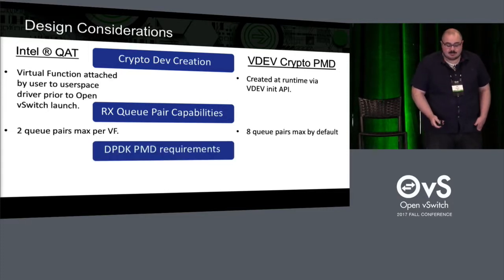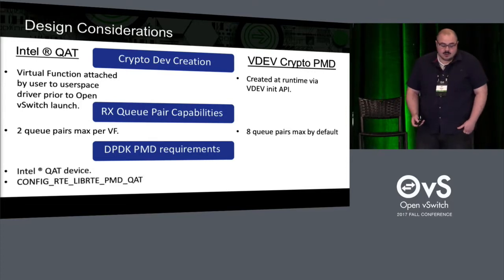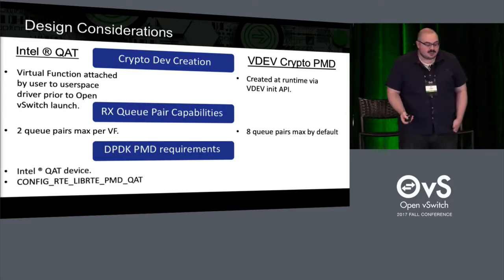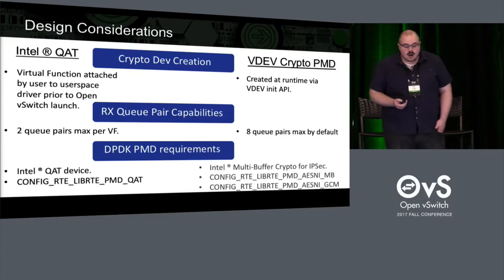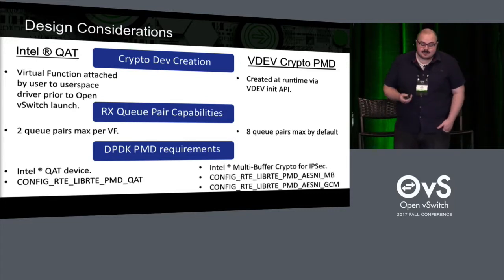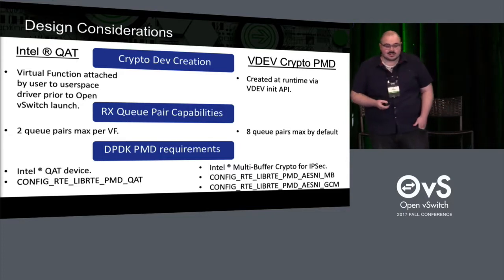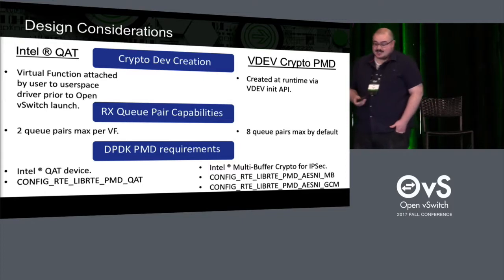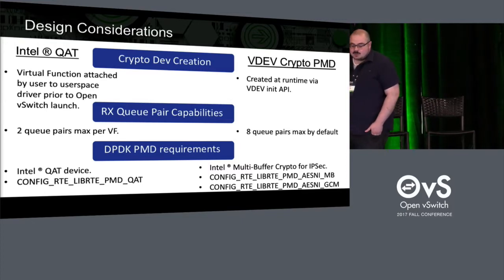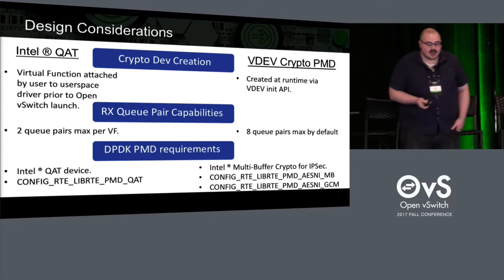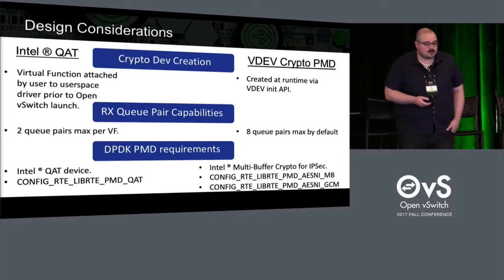Then the DPDK PMD requirements themselves. Obviously for the QAT side, you need a QAT card and you need to enable the librte PMD QAT in DPDK. However, on the VDEV side, to take advantage of this, we had to use an external library. It's open source by Intel, called the Intel Multi-Buffer Crypto library for IPsec. I wanted to call this out because it isn't part of any repos. Although it is open source, it brings up a problem if you're a distro: we can't enable this option by default because it's not going to be part of their repositories.